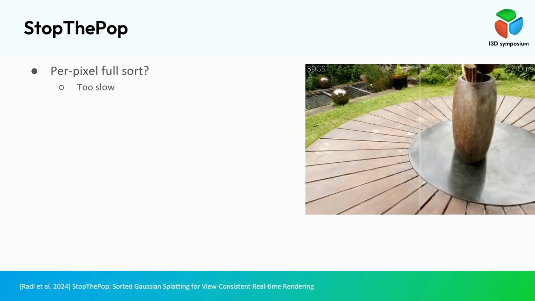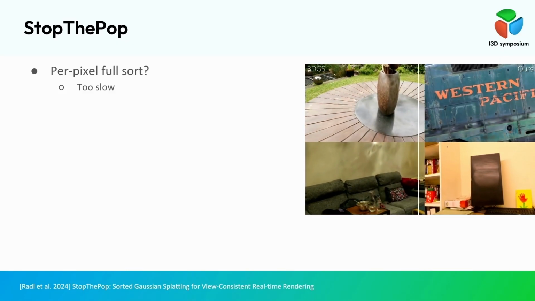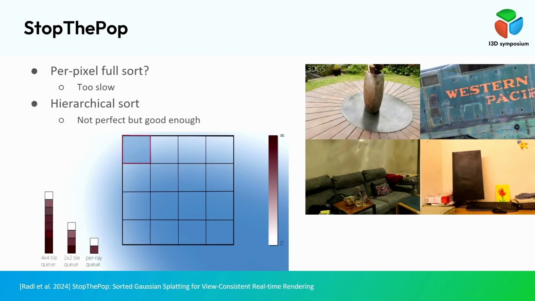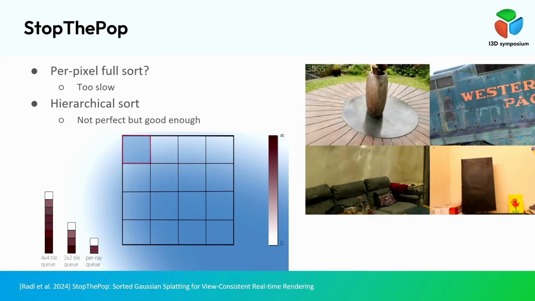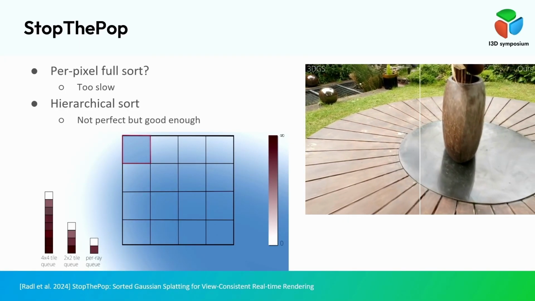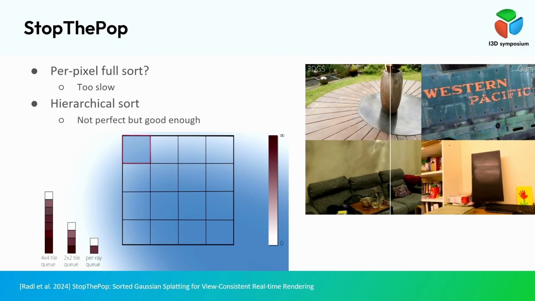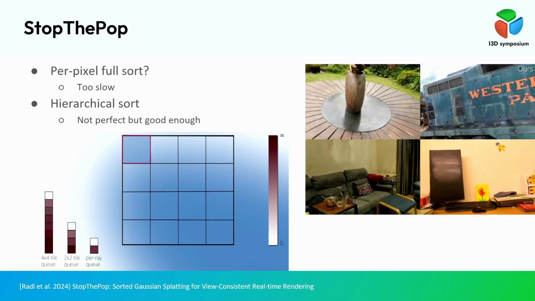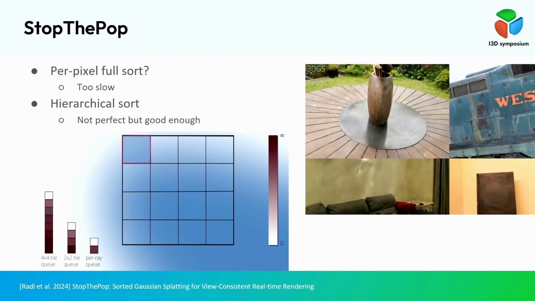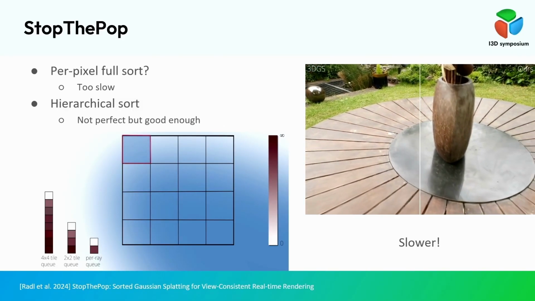This way, we get view consistent results, but sorting all the Gaussians along all the rays is too slow. And Stop Pop proposed a hierarchical sort strategy. For time reasons, I'm not going deep into this. It's not perfect theoretically, but I personally don't spot any remaining artifacts in practice, but it's still slower than the original 3D Gaussian splatting.